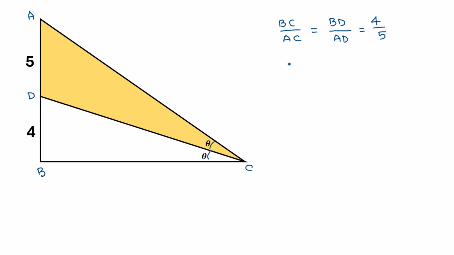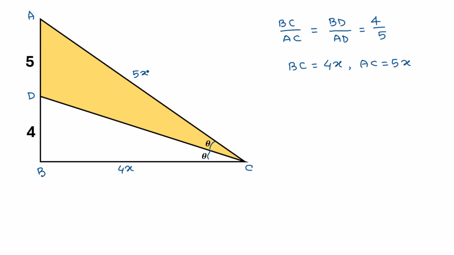So consider BC is equal to 4 times x. So this AC will be 5 times x. So BC divided by AC will be 4 divided by 5 and this x will cancel. So this BC is 4x and this AC is 5x.